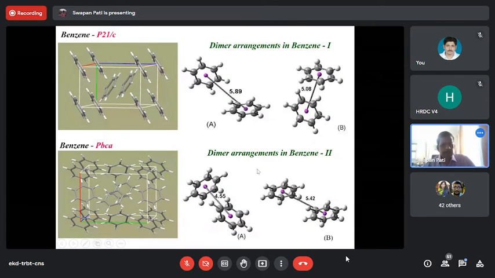In benzene, there are two types of crystals. One is the P21/c benzene crystal. During 1949-50, these two crystalline forms were obtained, and two Nature papers are there. The other is benzene Pbca. These are the two crystal structures. The dimer arrangement in benzene 1 is this type, and in benzene 2, this Pbca, you have this type.